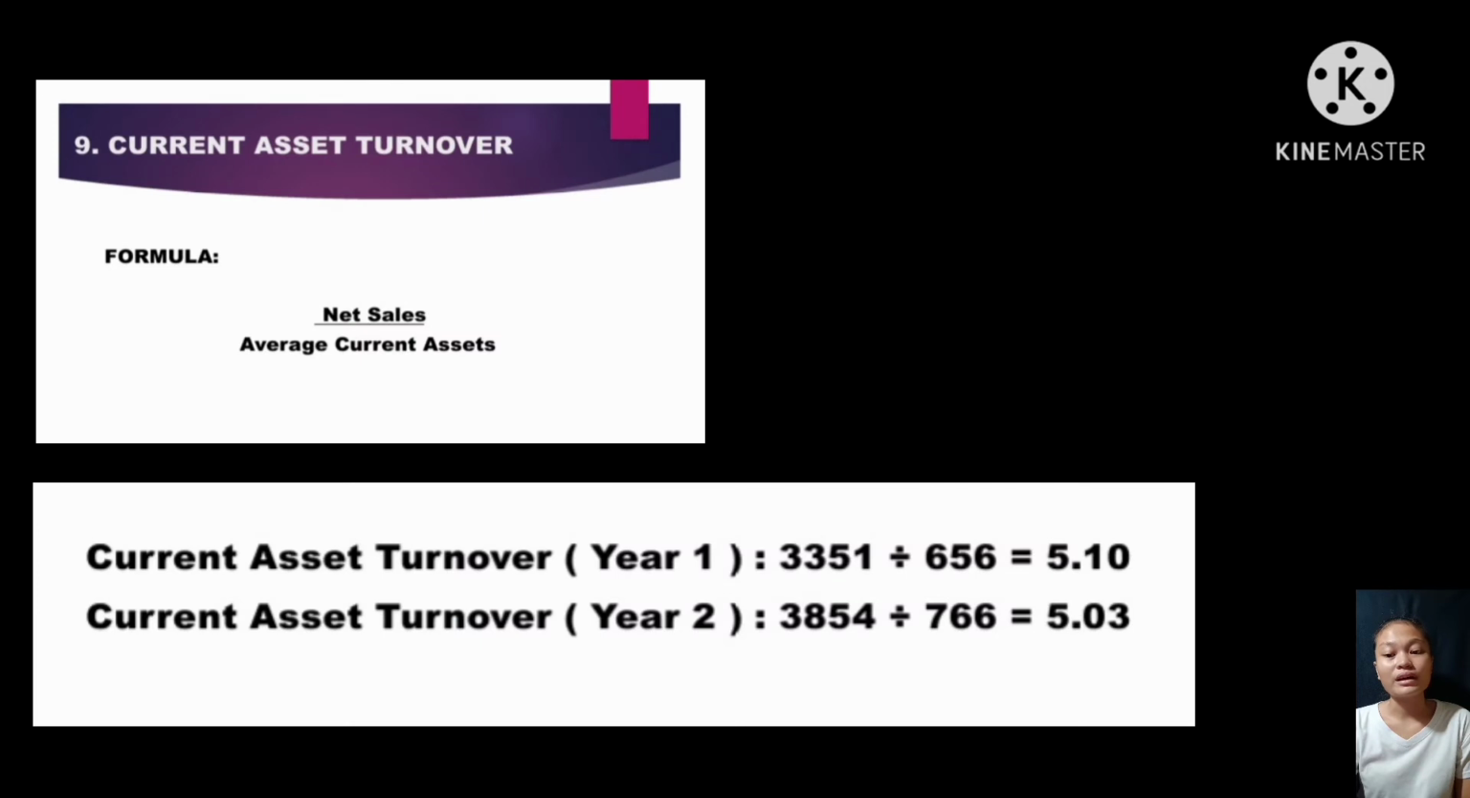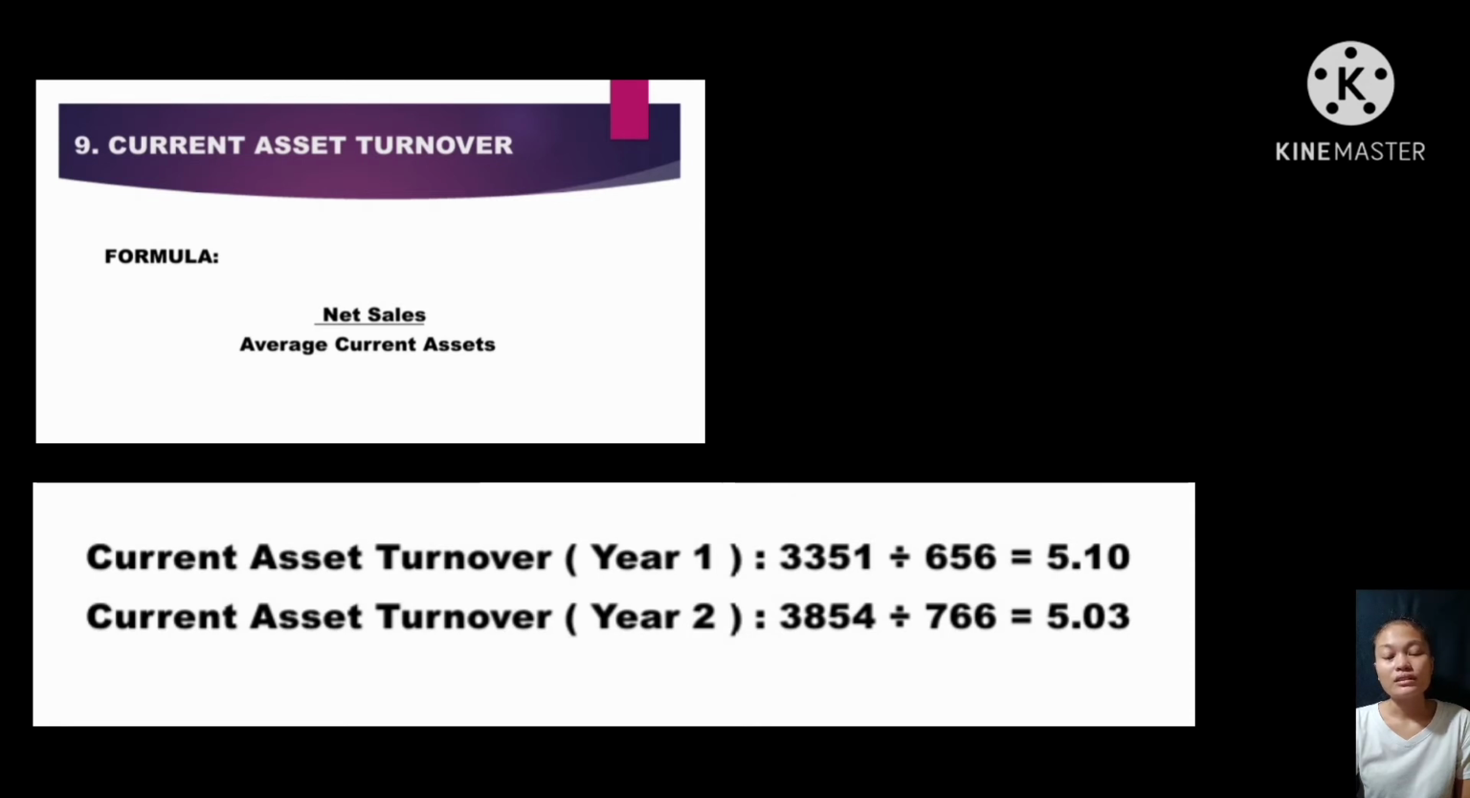Current asset turnover of year 1 is 3,351 divided by 656, which is equal to 5.10. The current asset turnover of year 2 is 3,854 divided by 766, which is equal to 5.3. Year 2 witnessed a slight change in the firm's current asset turnover ratio, from 5.10 to 5.3, compared to year 1.